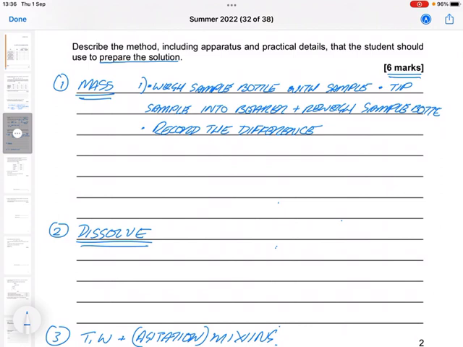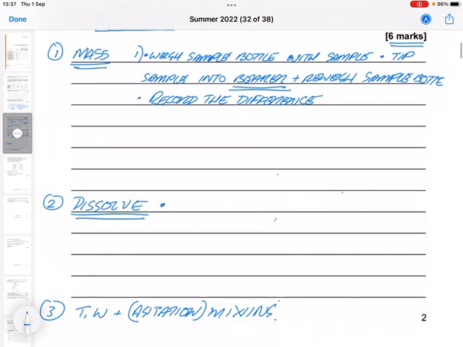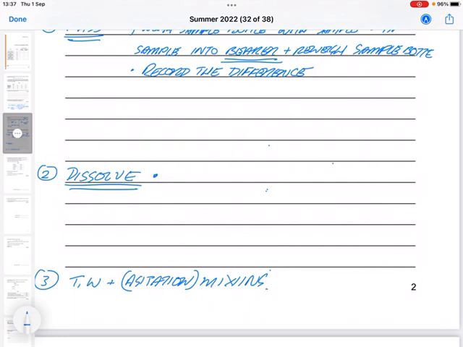So in terms of the dissolving, this is all in a beaker, remember, because we've added it into a beaker, and that's what we do to do the dissolving. Now if we're making it up to 250 centimetres cubed, the water that we use for the dissolving has got to be less than that. So I'd say add 100 centimetres cubed of distilled water and stir until all dissolved.